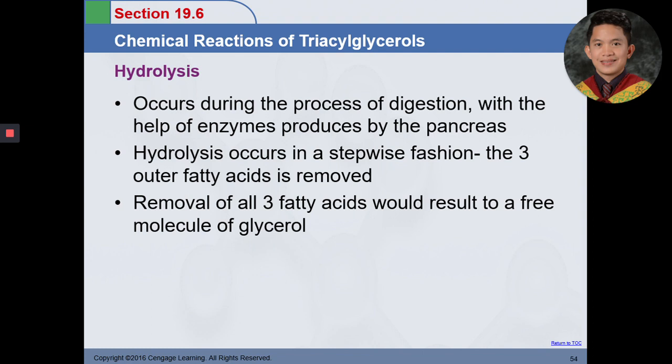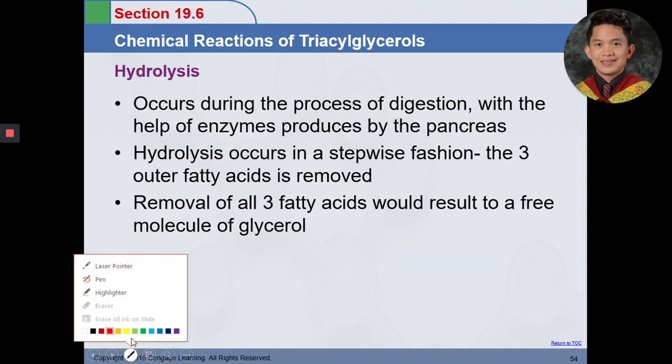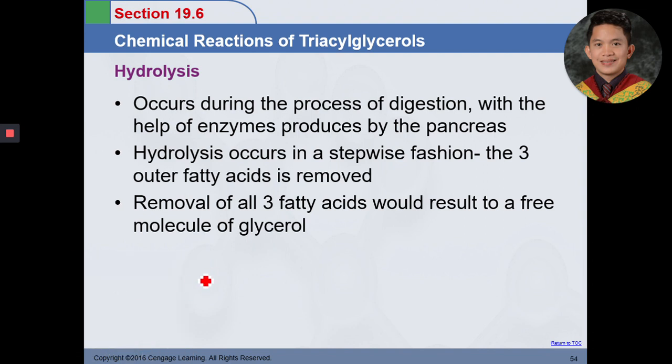So recall that your triacylglycerol is composed of the fatty acid molecules. If we are to break the linkage linking the two, our results would be three fatty acids and a molecule of glycerol, which are, of course, our building blocks for the triacylglycerols.